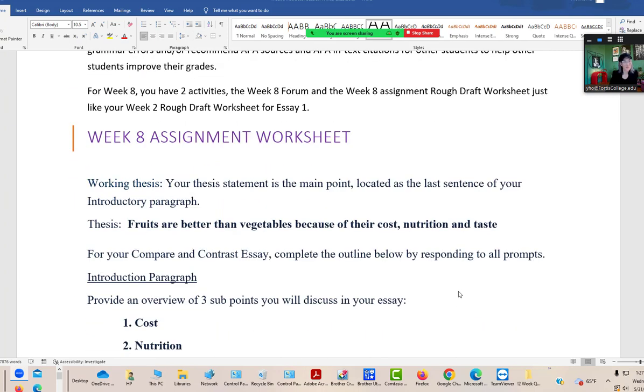Here's an example of your week 8 assignment worksheet. Your thesis would be like, fruits are better than vegetables because of their cost, nutrition, and taste. Then your second paragraph is going to be about cost. Your third paragraph is going to be about nutrition. And then your fourth paragraph is going to be about taste.